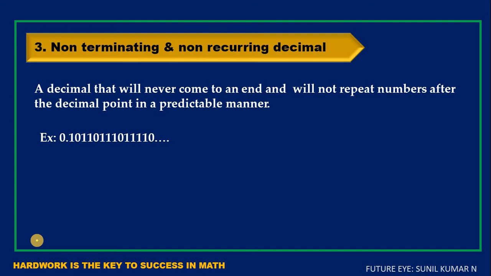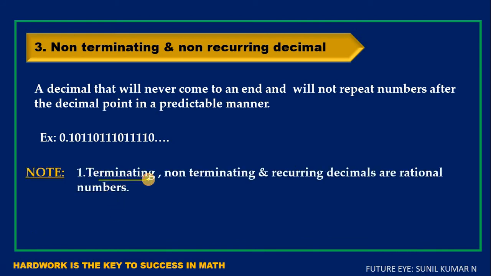After understanding about these three, we have to understand one very important note, children, and this helps you in 10th standard in the chapter Real Numbers. Note number 1: terminating and non-terminating recurring decimals are rational numbers. It means terminating decimals and non-terminating recurring decimals we can express in the form of p by q. Hence those decimals we can call rational numbers.